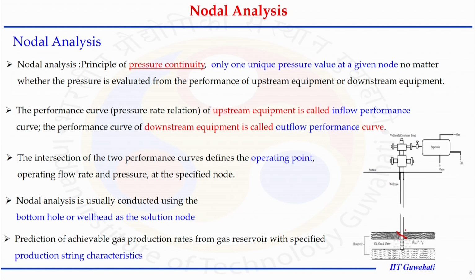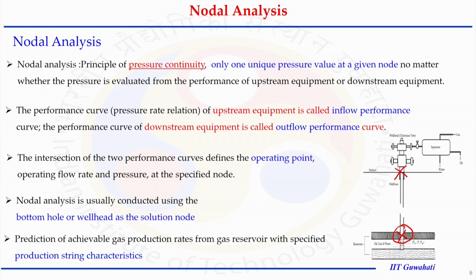In our case we will be using two locations, the bottom hole point and the wellhead point, where we will be establishing the nodal analysis. The nodal analysis can be done with the bottom hole or the wellhead point considered as the nodal point. The prediction of achievable gas production rate from a gas reservoir with specified string characteristics means other information that may affect the flow regime is considered constant.